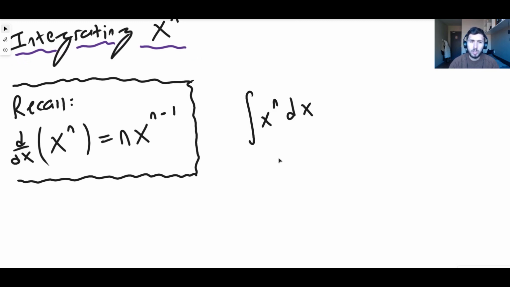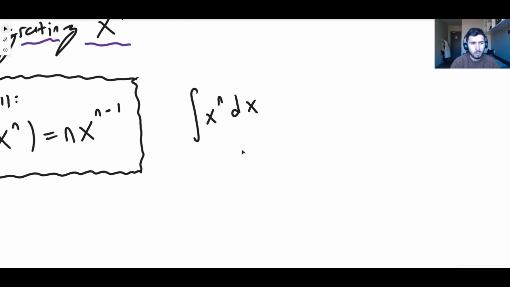Well, we need to think very carefully about a function whose derivative is x to the n. What function differentiates to x to the n? Well, to differentiate x to the n, you times by the power and then you take 1 off the power. What if we did that backwards? What if first we added 1 to the power? So let's say x to the n plus 1.